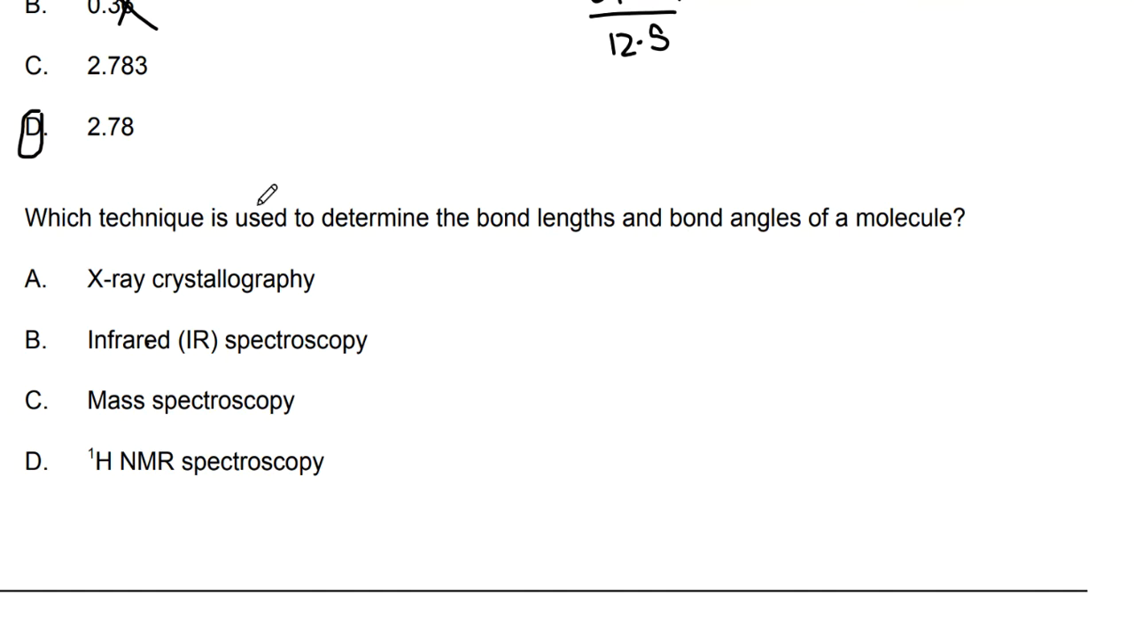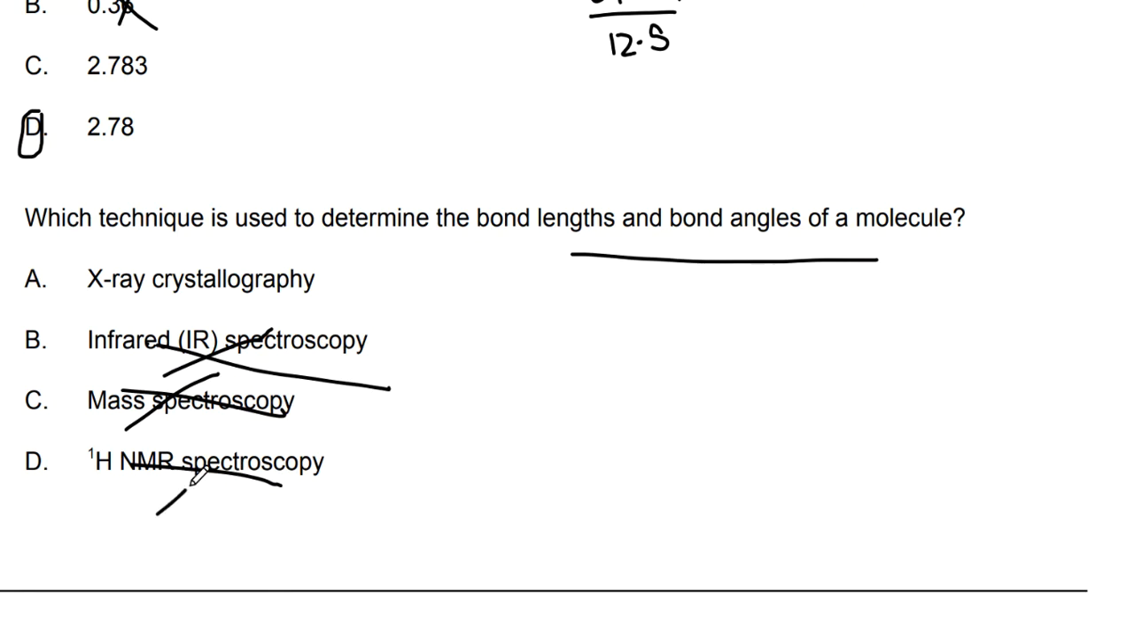Which technique is used to determine the bond lengths and bond angles of a molecule? Infrared spectroscopy does not work with bond angles. Mass spectroscopy, again, no. H NMR, no. Crystallography is indeed the correct answer.